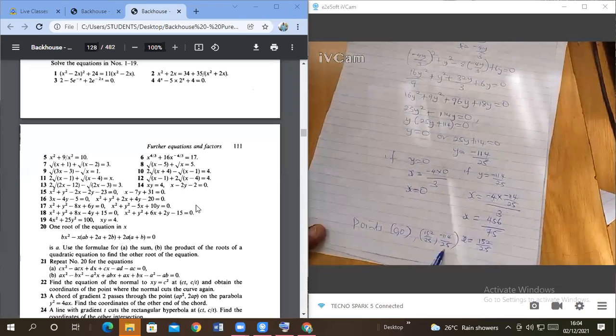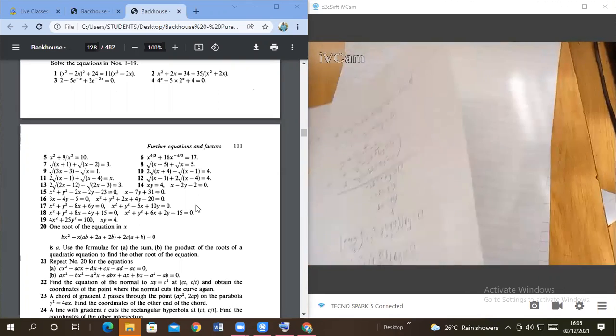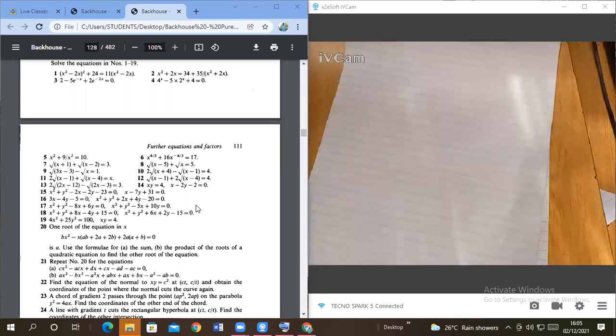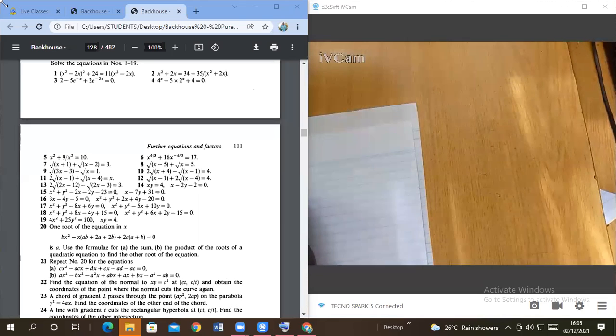Please write these points, which are improper fractions, as mixed fractions. Is that okay? Yes, sir. Okay. You take down these questions. Take down these questions as exercise.